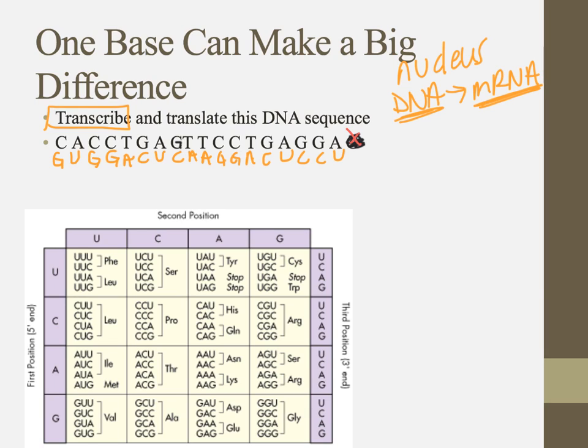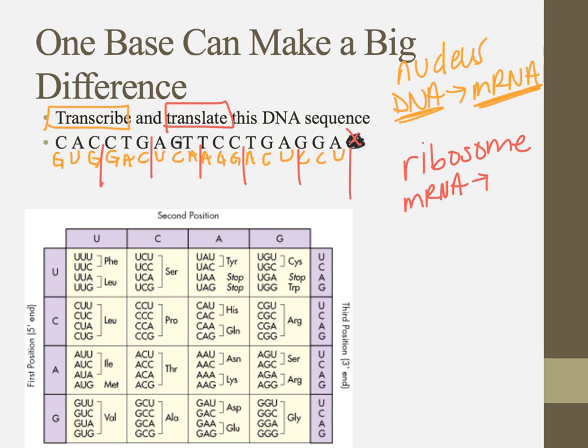Now we need to go along and translate that. And so translation, of course, occurs on a ribosome. And the ribosome is going to read that strand of mRNA 3 letters at a time, called codons. So I'm going to go ahead and separate that into 3 letters at a time, so those codons. And it's going to signal for the tRNAs to bring in the proper amino acid sequence.